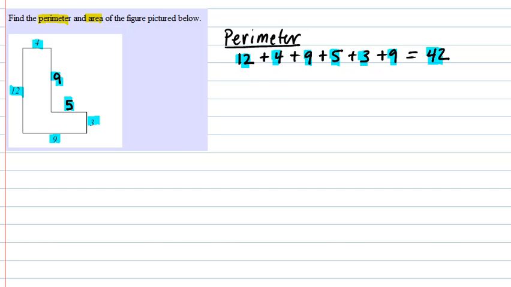get 42. Now they don't tell us what the units are here, and so in mathematics if you don't know the units, the convention, the way that you normally do it, is just to put a little u on there, meaning units.